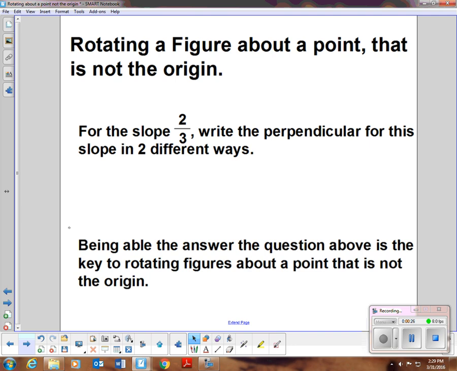Let's check first thing. For a slope of 2/3, what would the perpendicular slope be? And write it in two different ways. So if you want to pause the video and answer that, that'd be great.